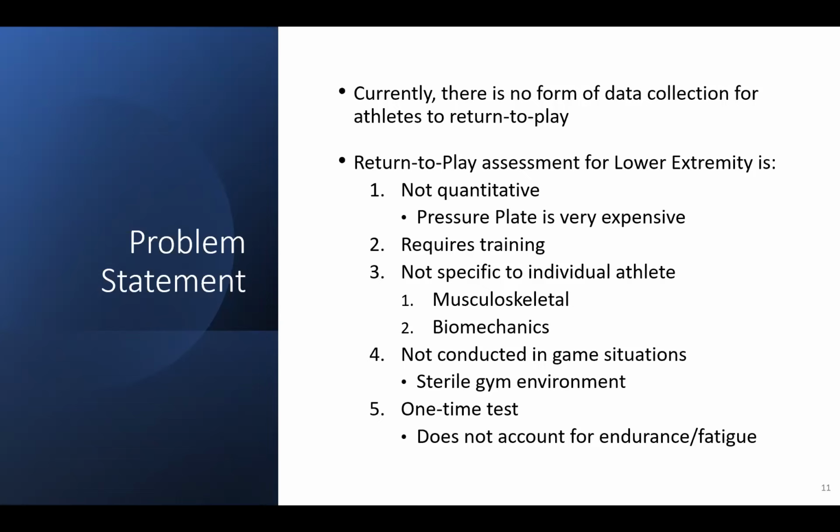It requires training by a professional to be able to understand if you are healthy or not to return to play. It's not specific to the individual athlete. It does not assess their musculoskeletal or their biomechanical patterns. And as I said earlier, it's not conducted in game situations. It's conducted in a sterile gym environment, as well as everything being a one-time test.